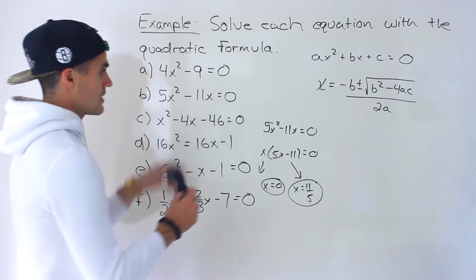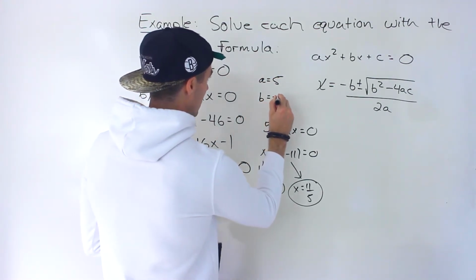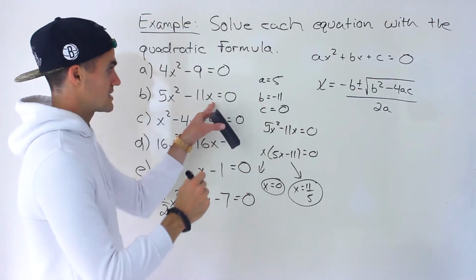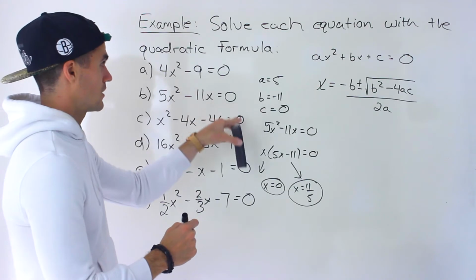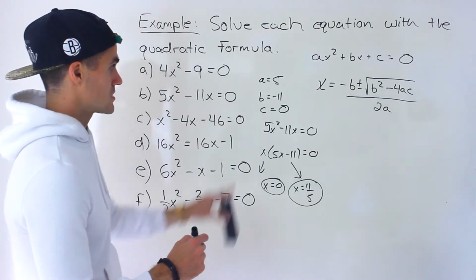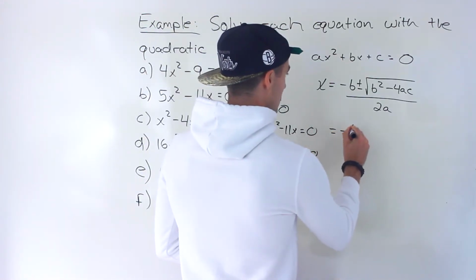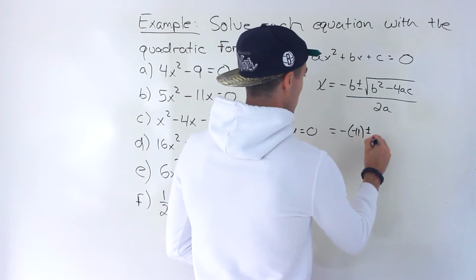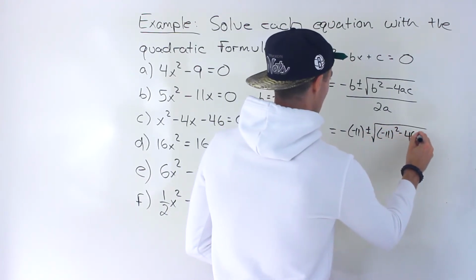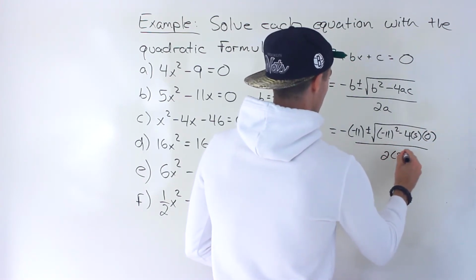Now notice here the a value is 5, the b value is negative 11, and then the c value is 0, right? There's no c value at the end there. There's no plus constant like there was here, like a minus 9. So the c value is just 0. So let's plug all of these into the formula. We'd end up with negative 11 plus or minus the square root of negative 11 squared minus 4 times the a value of 5 times the c value of 0, all over 2 times 5.